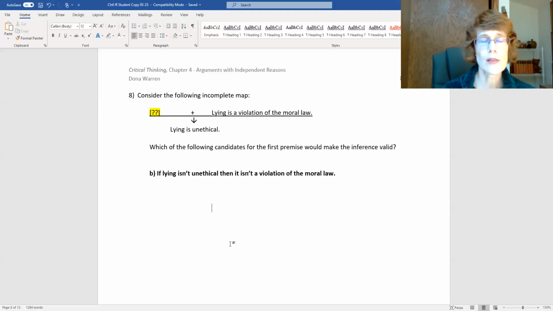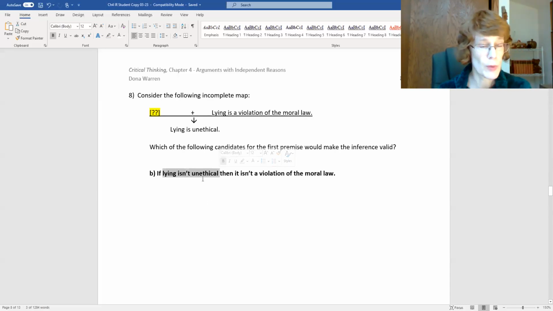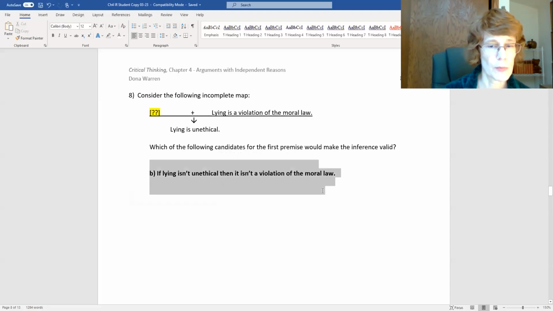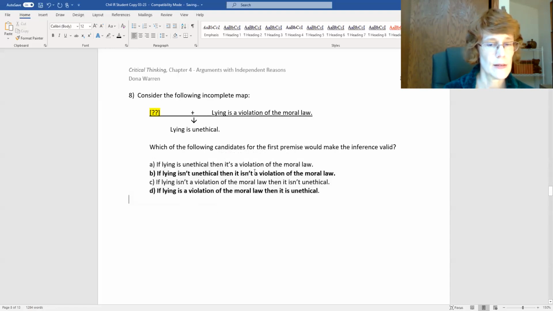Okay, so what is the contrapositive of B? It would be the back part, lying isn't a violation of the moral law, would now be the opposite of that, which would be the front. So if lying is a violation of the moral law, then, and the opposite of the front part rather, would be the new back part. Lying is unethical. So let's make everything show up now. I'm betting that that's D.